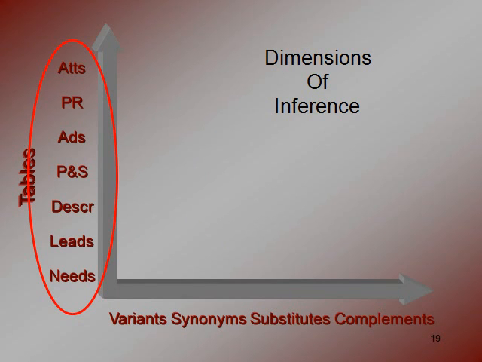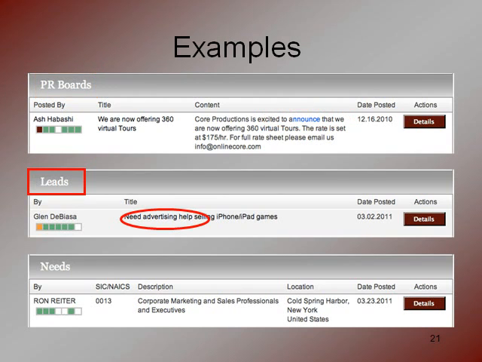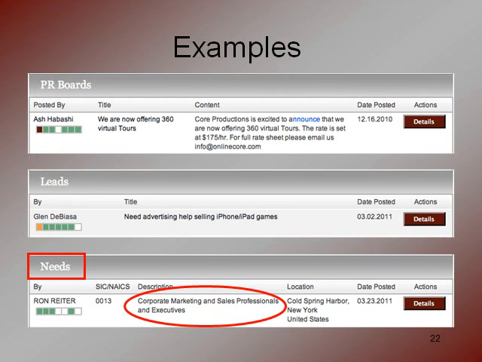looking at the other tables. For example, as you can imagine, if I'm looking for someone who recently announced the introduction of a new product, I probably should look on the PR board, or maybe in ads. If I'm looking for someone who needs an advertising campaign, I can certainly look in needs or leads. And if I'm looking for a company that wants to hire a new vice president of marketing, I can easily find that in needs or leads.